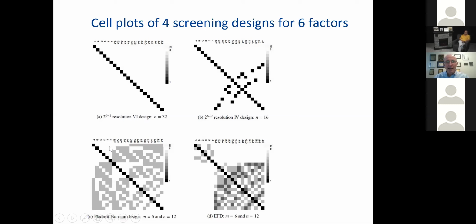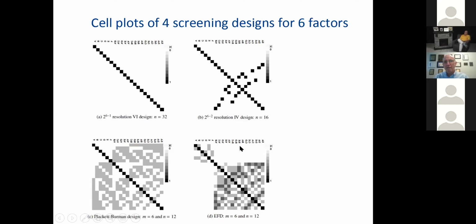But if you're lucky and only main effects matter, then this design can do as well as these other 2 designs in terms of looking at main effects independently of each other. This is a kind of a new design. This is called an efficient foldover design.